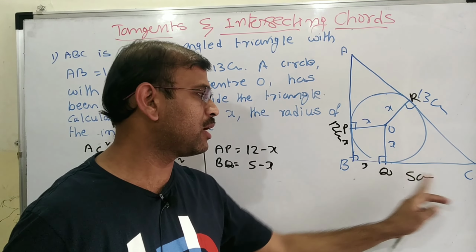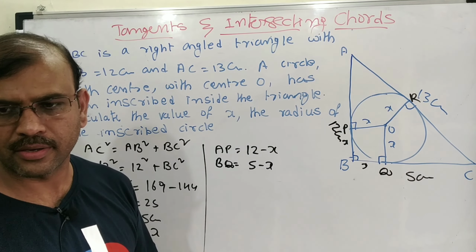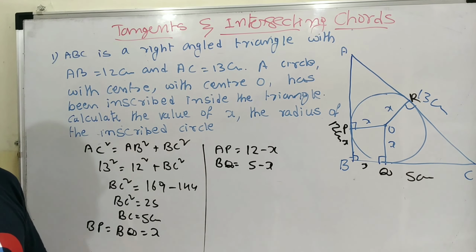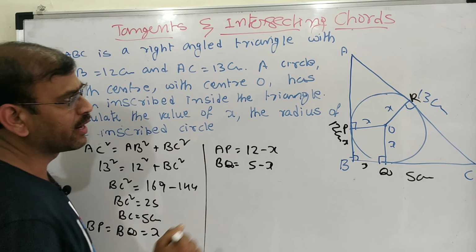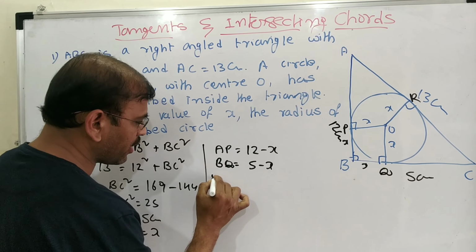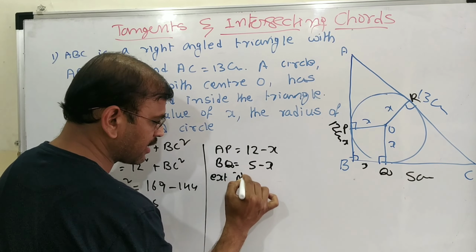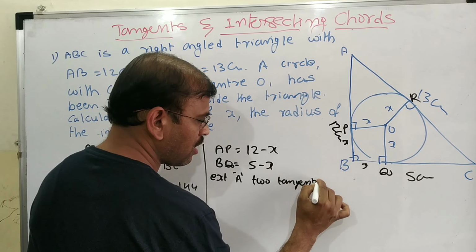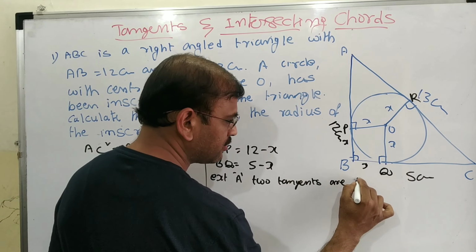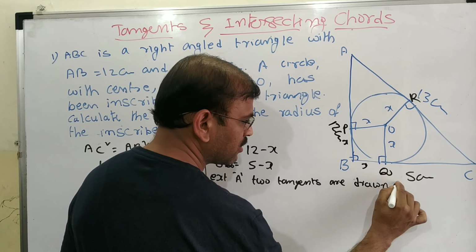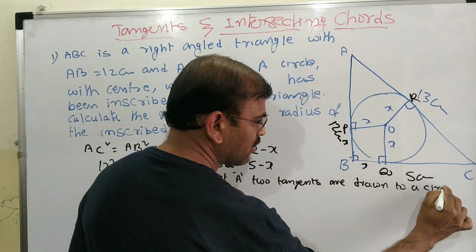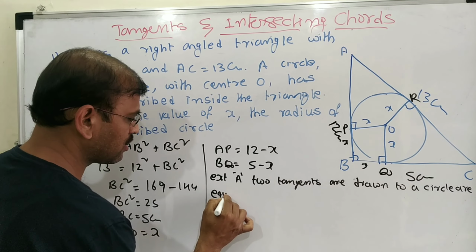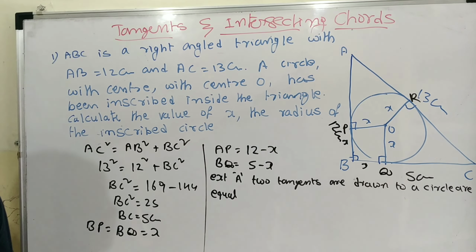If I remove the x value from the total, I get QC. Now remember that. Then we will go for the next step. So the next step, what I am going to write: from exterior point A, two tangents are drawn to a circle, and they are equal. Two tangents drawn to a circle are equal.